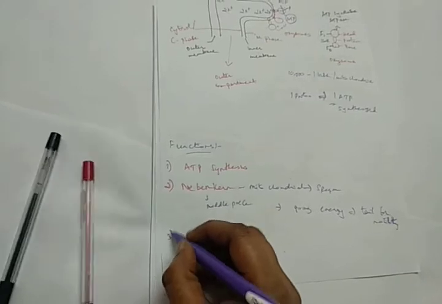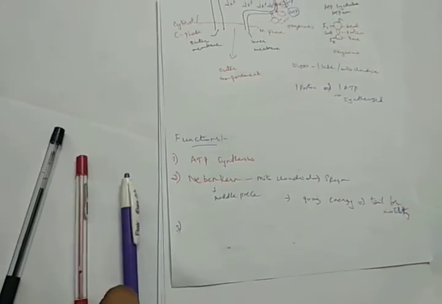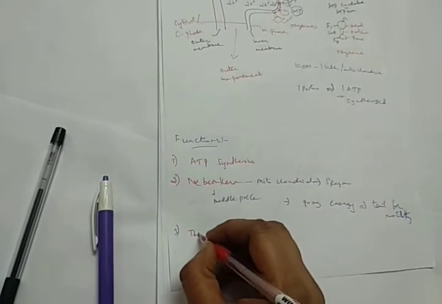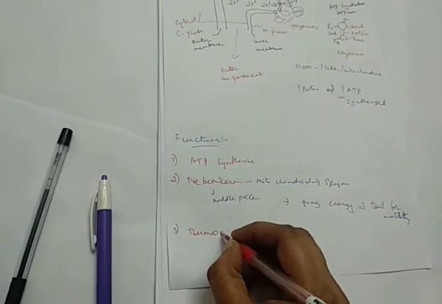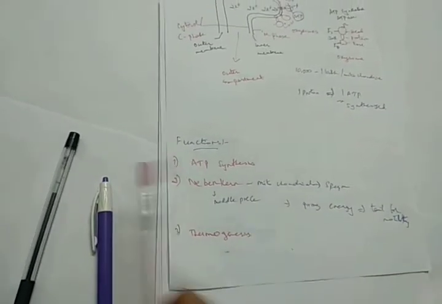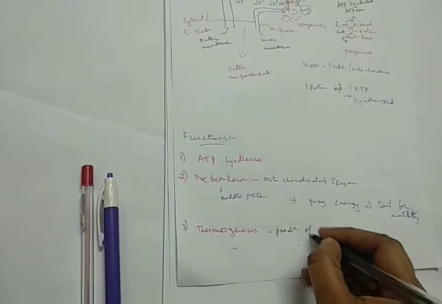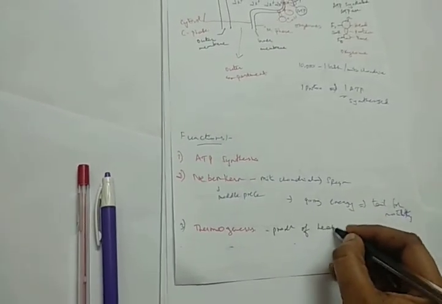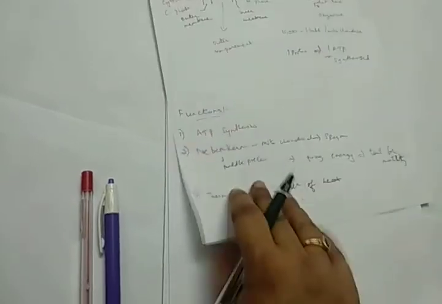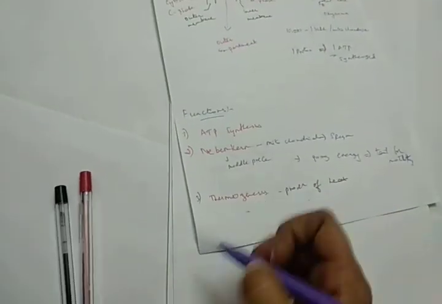It gives energy to the tail region for motility. Another characteristic feature is that it helps in thermogenesis, that is the production of heat.